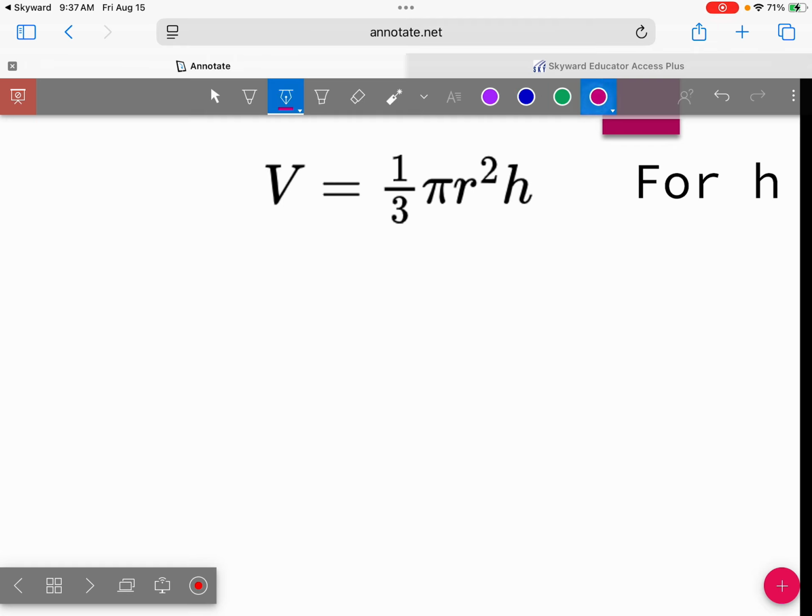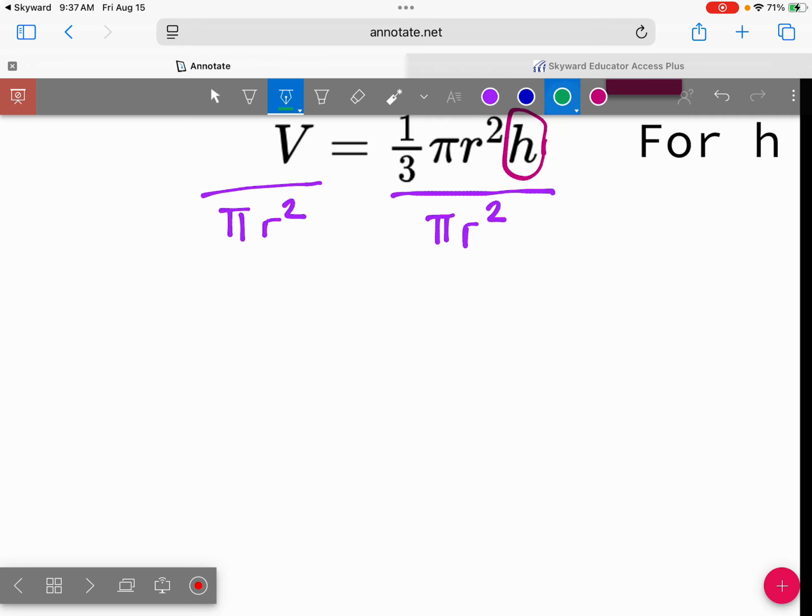How can I get h by itself? Yes, we could divide by 1/3 pi r squared. When we're dividing by a fraction, though, it gets kind of gross. So I'm going to recommend that we divide by the things that aren't fractions. Totally valid. If you want to do that, that's fine, but you will have to remember how to simplify that. So I'm going to divide both sides by pi r squared. These guys are going to cancel. So we're left with v over pi r squared equals 1/3 times h.